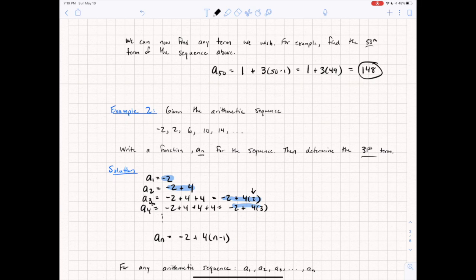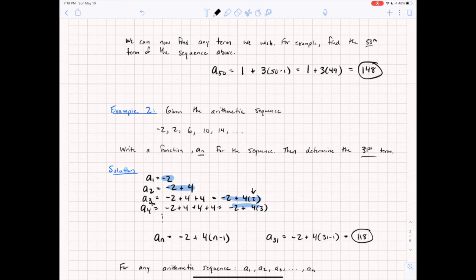So if I want to find the 31st term, then A31 can be found by doing negative 2 plus 4 times 31 minus 1. 4 times 30 is 120, minus 2 is 118. So the 31st term in this sequence is 118. And so we found our expression, we found our function.